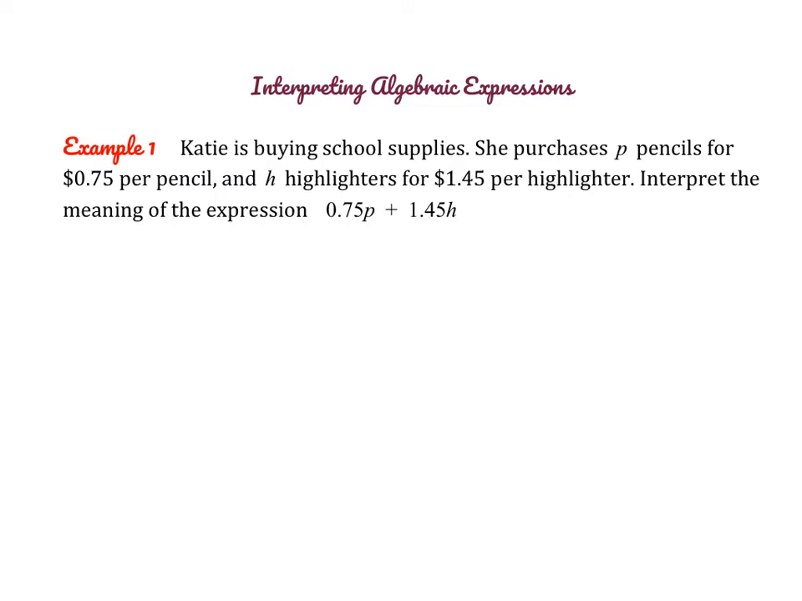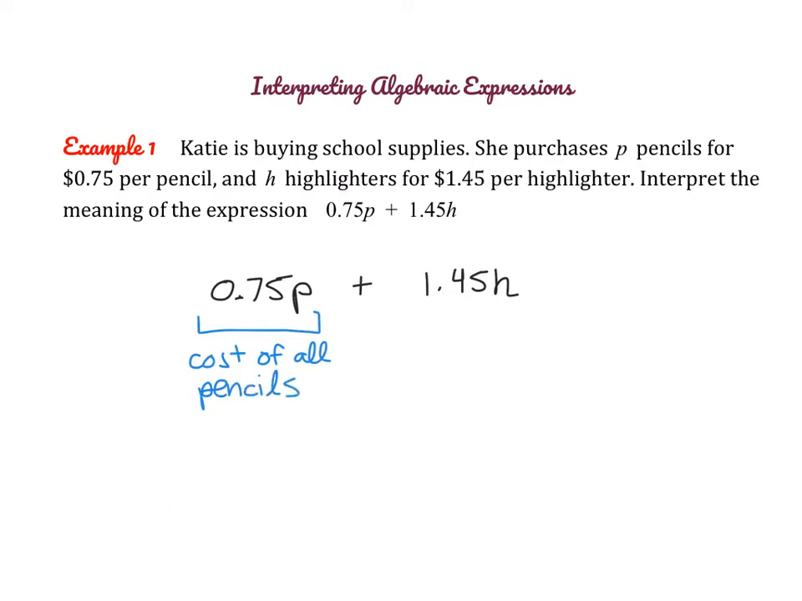So let's see if we can break apart the two terms, and then we'll look at it as a whole. So I'm going to write it a little bit bigger here. So the first thing you see is 0.75 times P. So if 0.75 is the price per pencil and P is the number of pencils she bought, if you multiply those together, this would be the cost of all of the pencils. Right, that's how you calculate a total cost.